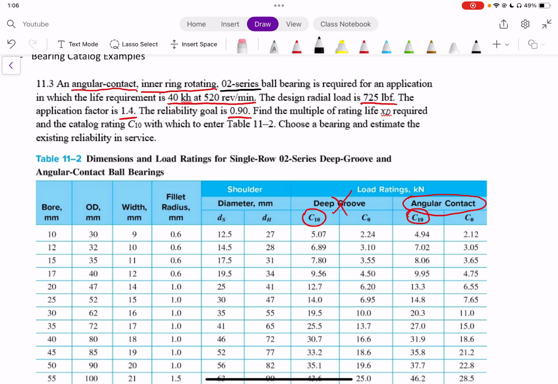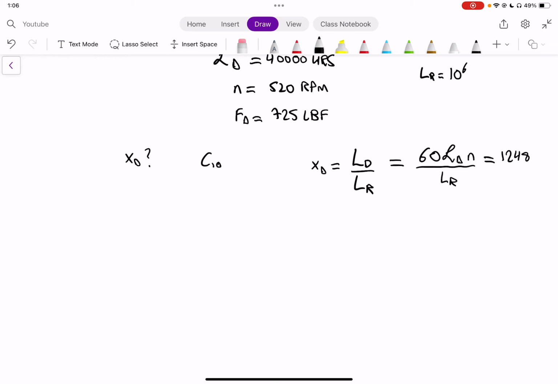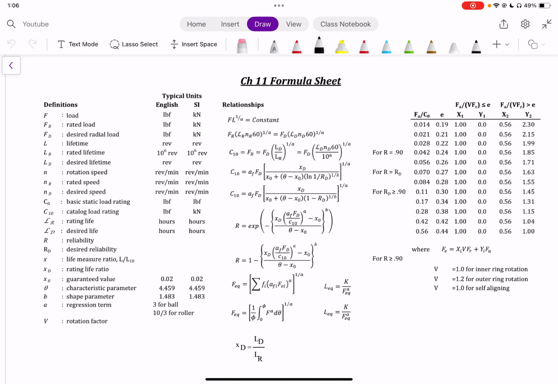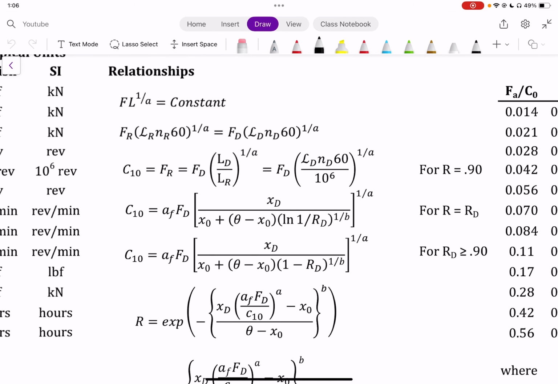table 11.2. So we're not looking for a catalog rating specifically for table 11.2. What we're looking for is a C10 value, based on the problem that we have and based on the desires that we have. So now what we're going to do is look at what equation we can use for C10. This is not very tricky per se, but you do have to choose the right equation, although all equations could work specifically for this problem. For other problems, some equations might not work.